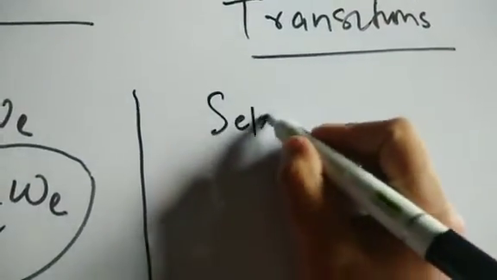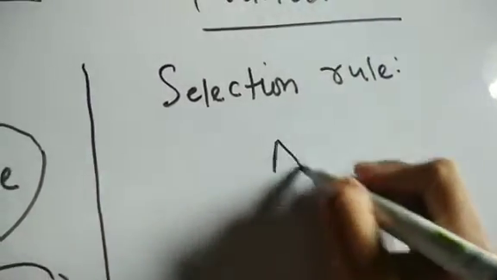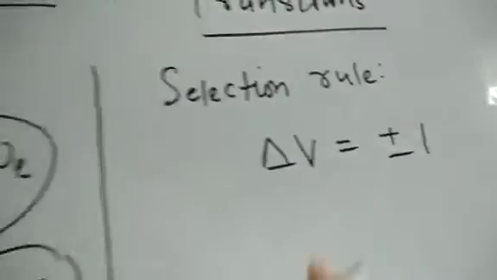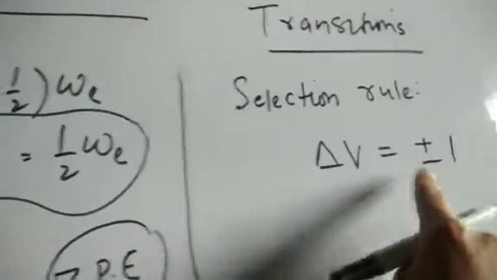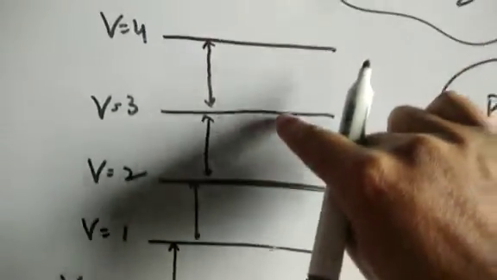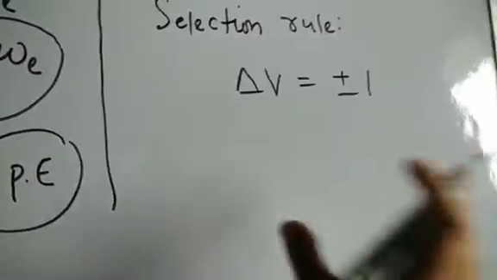So the selection rule for this is that delta v should be plus or minus 1. That means those transitions which go from 0 to 1, or 1 to 2, or 2 to 3, or 3 to 4, or in case of minus, coming from 1 to 0 and so on, they are allowed, so they are intense, and they are called allowed transitions.